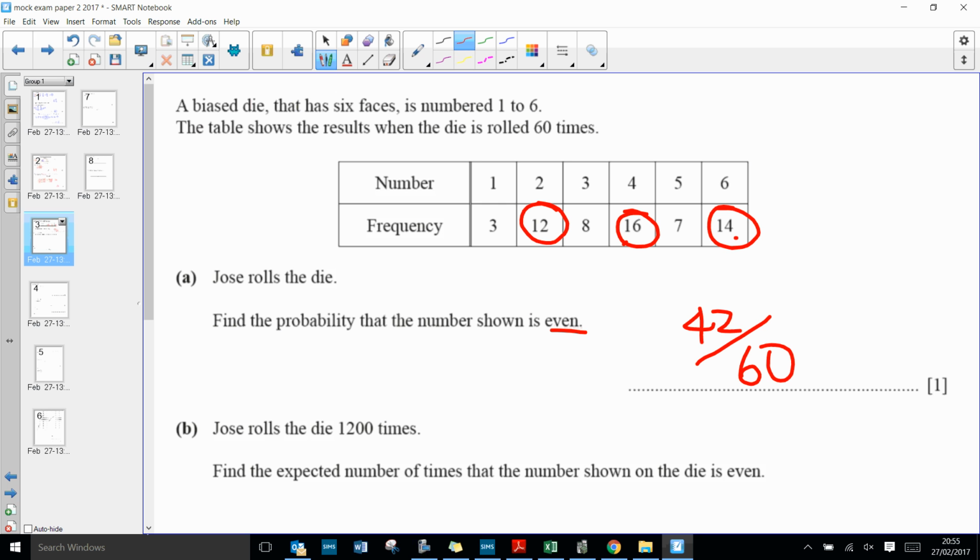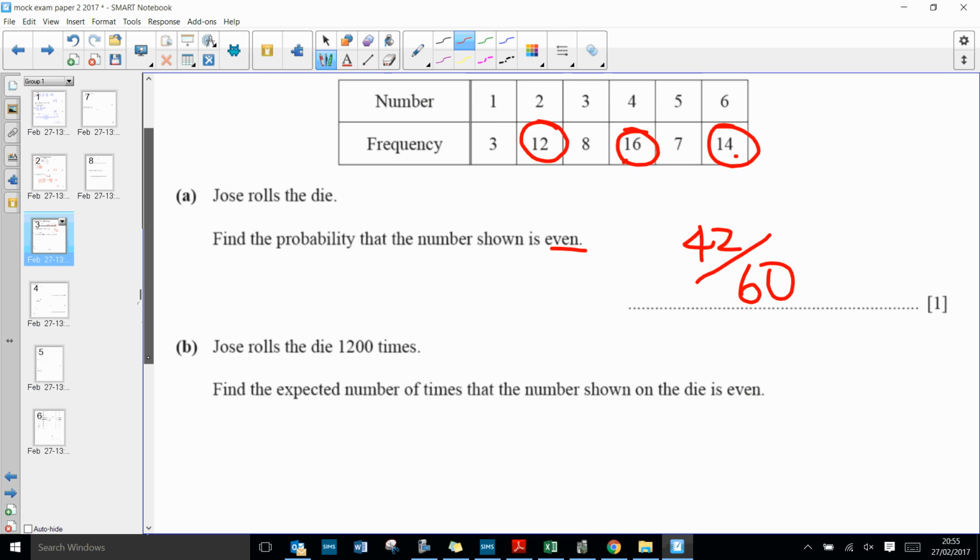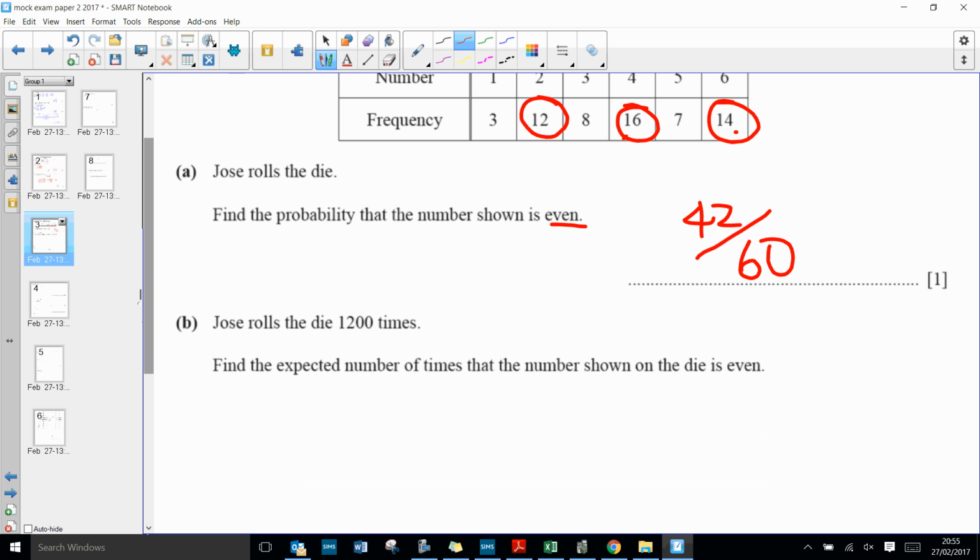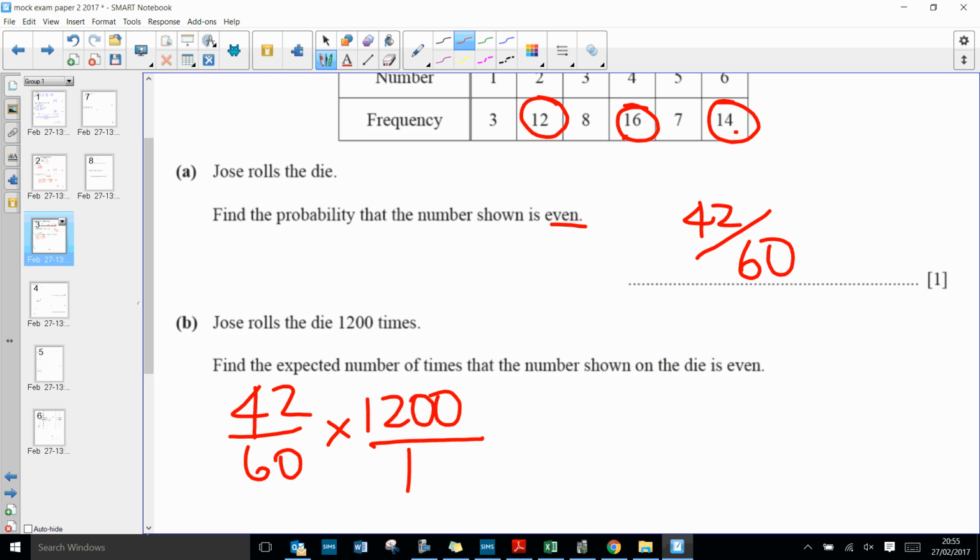Jose rolls the die 1,200 times. Find the expected number that it would be even. So it's 42 over 60 multiplied by 1,200. Okay, so this is not so easy in your head, but we know the rules of multiplying. If I make that a fraction, we can simplify them if we can.